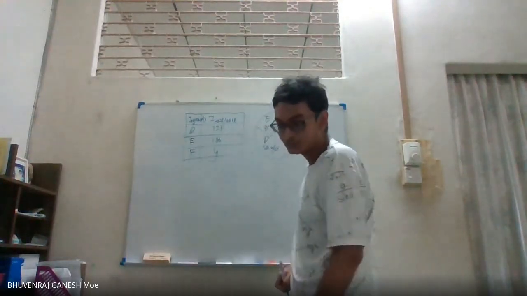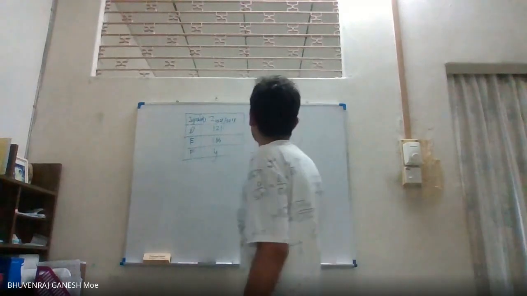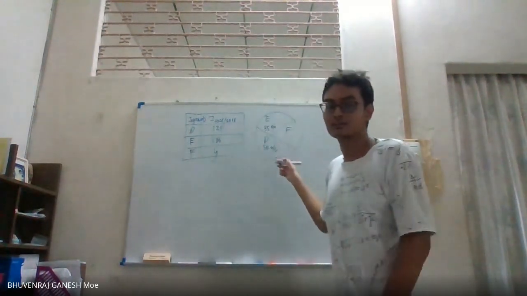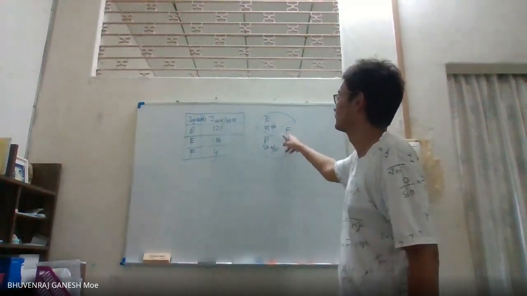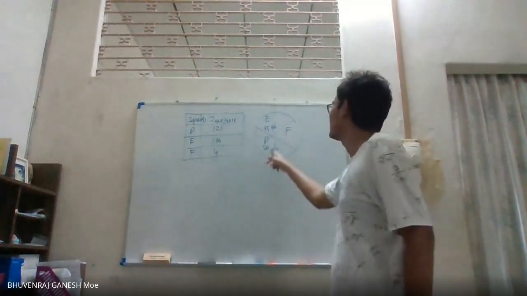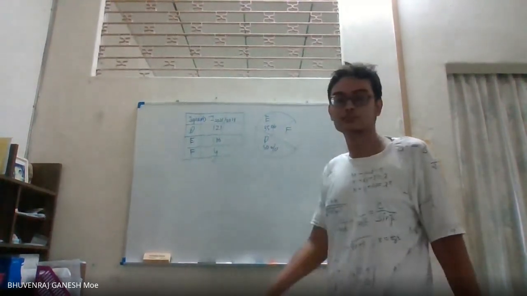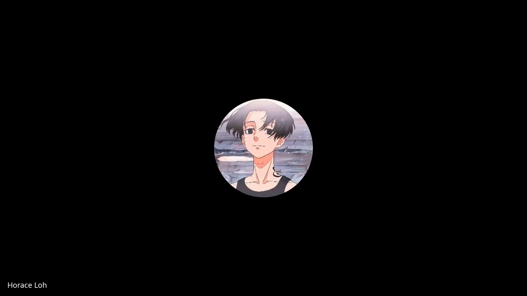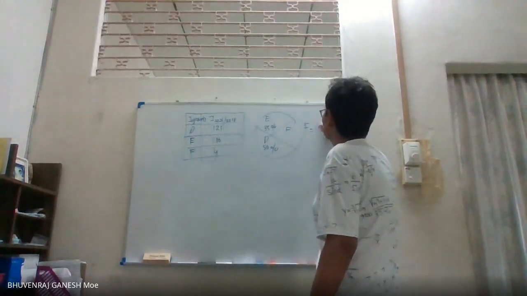So F, you can interpret directly. If you see F here, what do you think is the percentage of F, if E is 35 and D is 50? 35, 50. 15. Yeah, okay, correct. So that's how you know how to do.